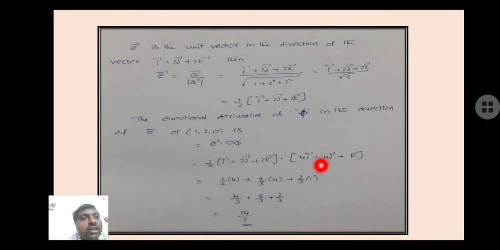Now I am replacing that here and taking the dot product between the two vectors. In the notes I discussed the dot product between two vectors. So 1 by 3 is a constant. So I am writing 1 by 3 into 4, these two are components of i, and 2 by 3 into 4 plus 2 by 3 into 1. By simplifying this, you get a scalar quantity, that is 14 by 3. This 14 by 3 is the directional derivative of the scalar point function phi in the direction of the vector i bar plus 2j bar plus 2k bar at the point (1, 2, 0).